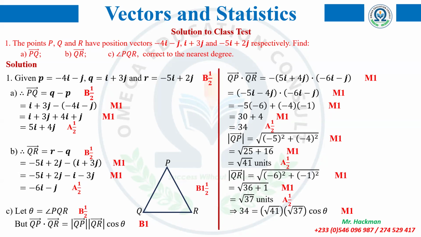Question one: the points P, Q, and R have position vectors. These are the position vectors of points P, Q, R respectively. We are asked to find the vector PQ, the vector QR, and the angle PQR, correct to the nearest degree. Don't forget, this is very, very critical. This must be underlined: correct to the nearest degree.